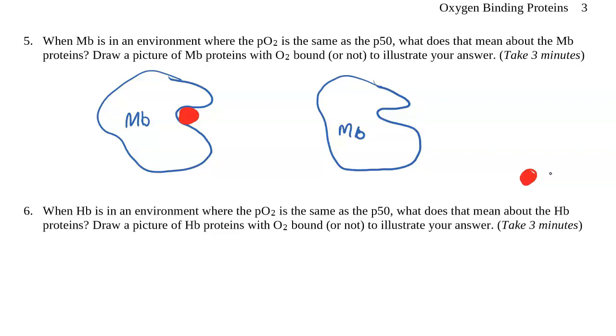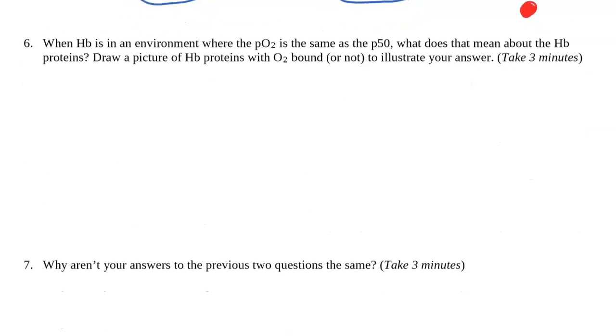Obviously, there are hundreds, thousands, millions of myoglobins, so the P50 is a statistical thing. Some of them are filled, some of them are not filled. At the P50, it's 50% filled. So let's move on to the next question. Now you have a better idea of what you're going to draw. When hemoglobin is in an environment where the PO2 is the same as the P50, what does that mean about the hemoglobin proteins? And draw a picture of hemoglobin proteins with oxygen bound or not to illustrate your answer.